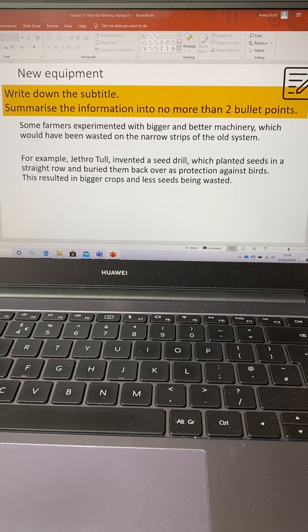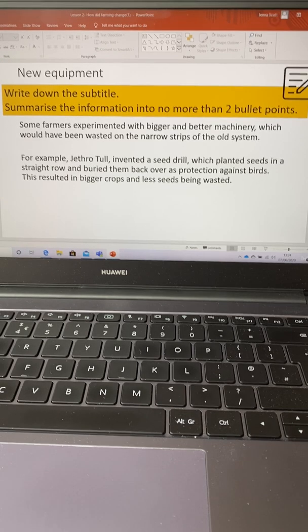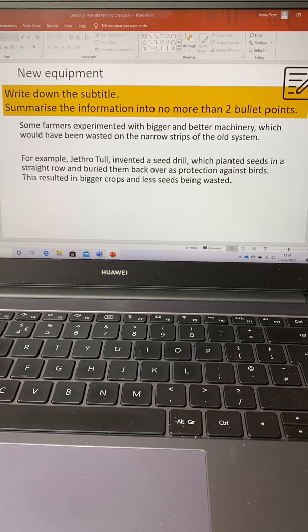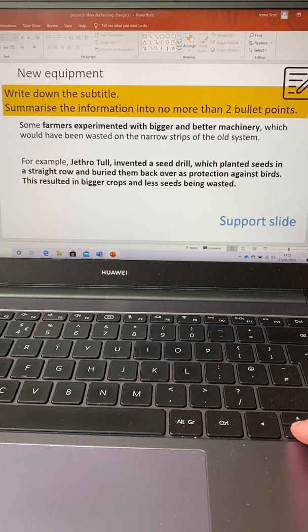Right, next change is new equipment. So write down the subtitle for this one. And the task for this, summarise the information into no more than 2 bullet points. All right, so read it all down and just reduce it to 2 bullet points. There is a little support slide, just highlighting some keywords if you're not sure what to do.